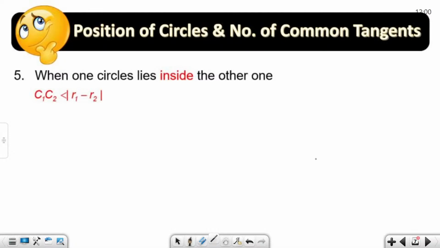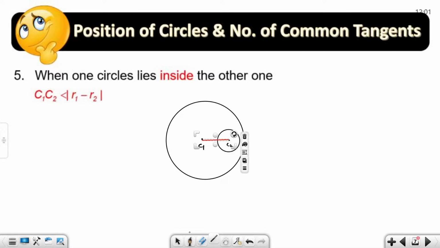Okay. Let's move to the next case, when one circle lies inside the other circle. Neither are they intersecting nor touching, like this. You see, these are the two circles. One circle is lying inside the other circle. Let us say the two centers be C1 and C2. Now the question comes: what is the distance between these two centers? It is C1C2.